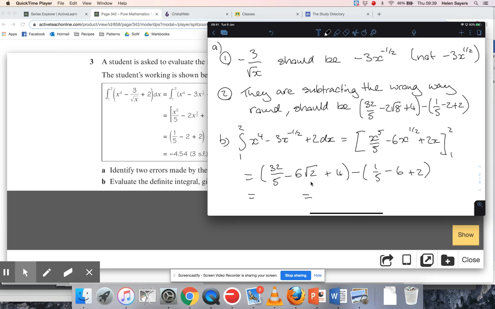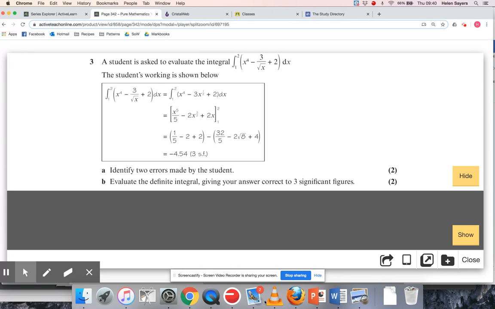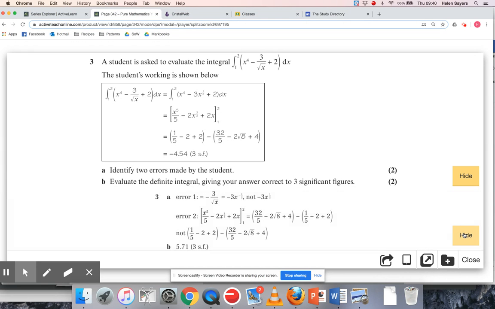And then just be really careful with the brackets. So then it's minus a fifth minus 6 plus 2. Okay, and I'm getting that to be 5.71, and let's just check accuracy. So yeah, it did say 3 significant figures. So let's just check that answer. Brilliant, we're good. Okay.